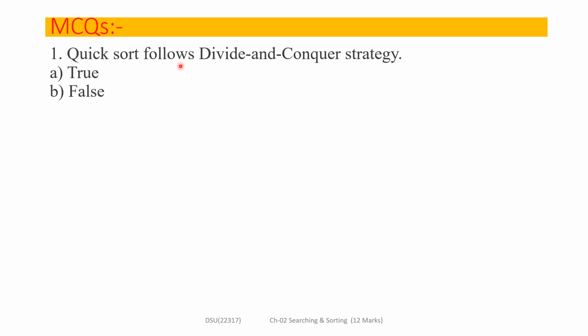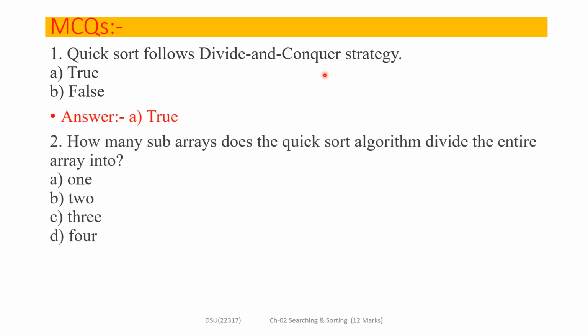First: quicksort follows the divide and conquer strategy. Is it true or false? So it is true. Second: how many sub arrays does the quicksort algorithm divide the entire array into? The options are 1, 2, 3, 4, and the correct answer is 2. We saw that there are 2 sub arrays. The main list is divided into 2 sub arrays, one list on the right side and one list on the left side.